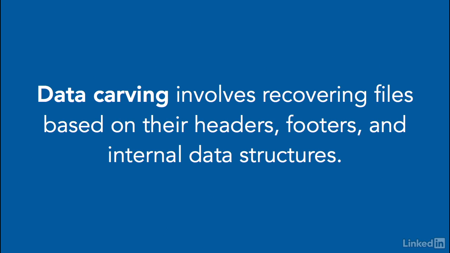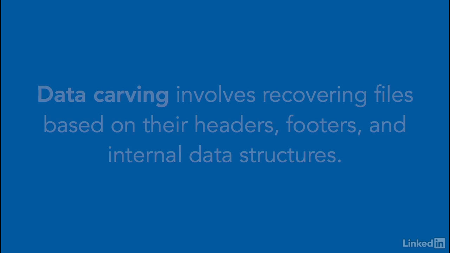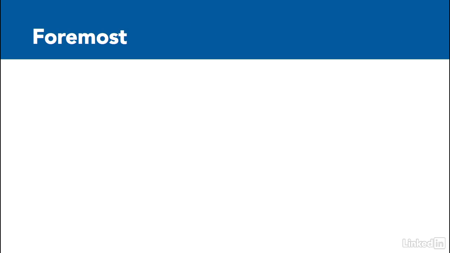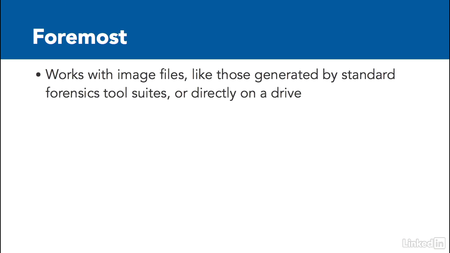Let me tell you about a tool that supports data carving. The Foremost utility is a console program used to recover files based on their header, footer, and internal data structures. Foremost can work on most files generated by standard forensic tool suites, or you can apply it directly to a drive. The headers and footers can be specified in a configuration file, or you can use command line switches to specify built-in file types. The ones that are built in look at the data structures of a given file format, allowing for a more reliable and faster recovery.